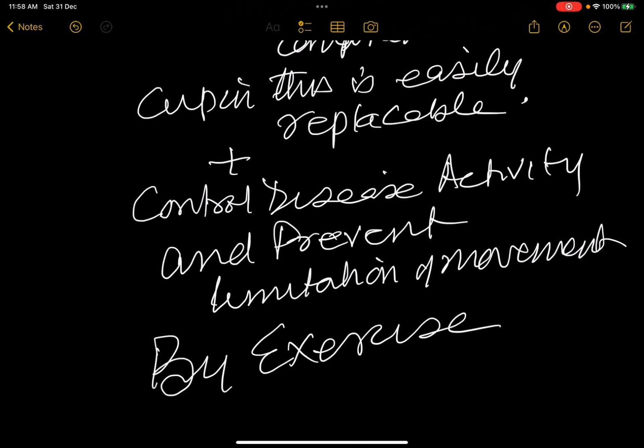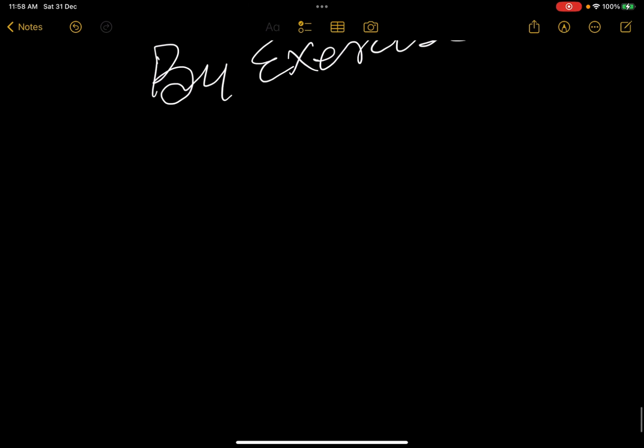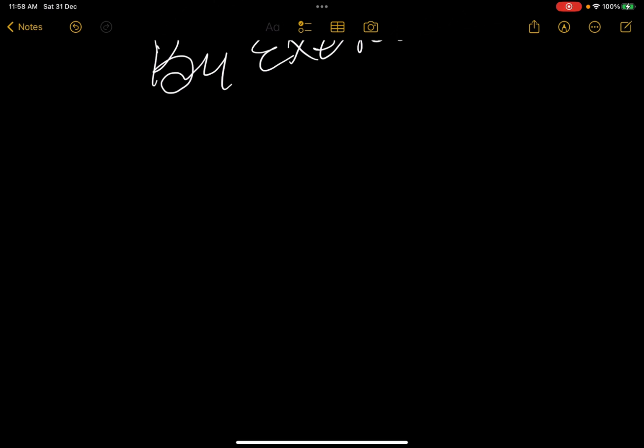So, with this, you have to control disease activity and prevent limitation of movement by exercise. So this finishes our talk on the mop up of hip conditions.